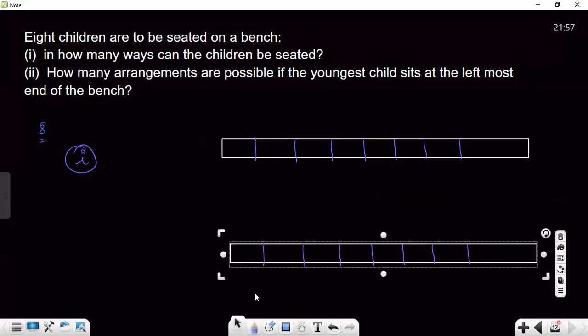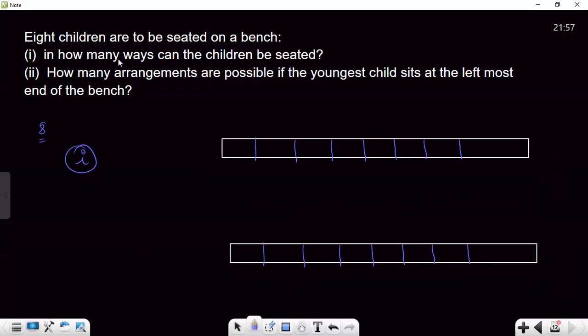In the first condition, we have to just make the children sit. It doesn't matter. So for the first place, there are how many choices? 8 choices, then 7 choices, because one person has already been seated. 6 choices, 5 choices, 4 choices, 3 choices, 2 choices, 1 choice. Basically, the multiplication of all will become 8 factorial. That is the answer for the first part.